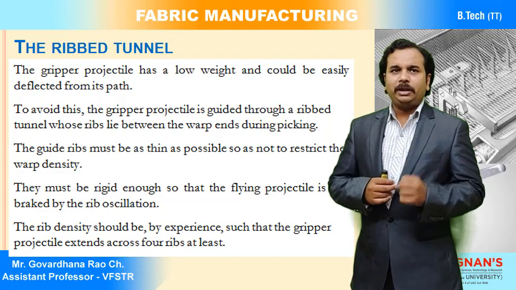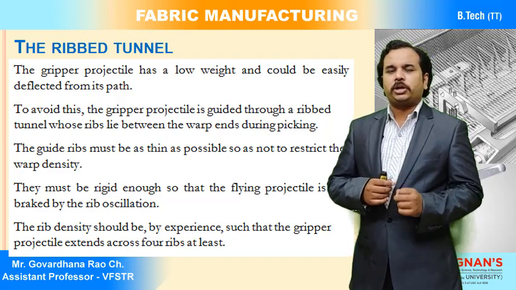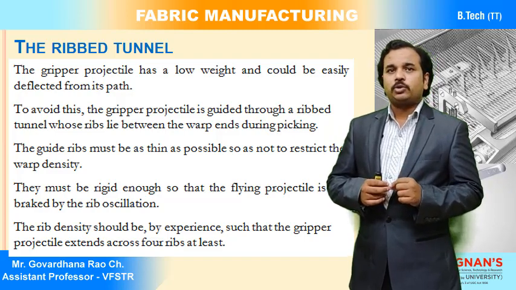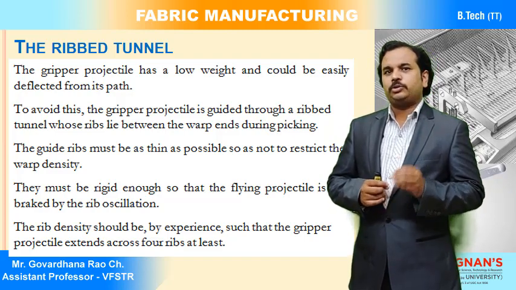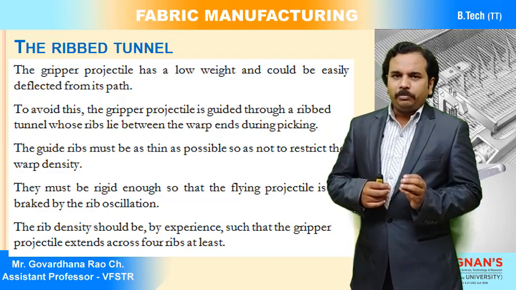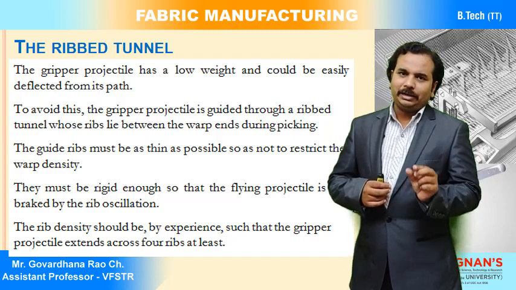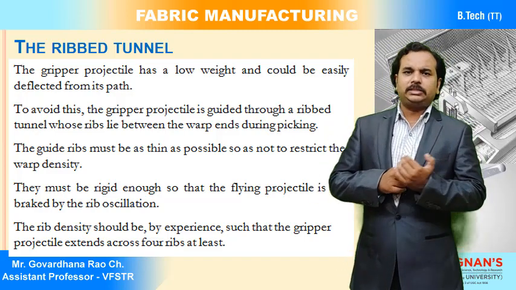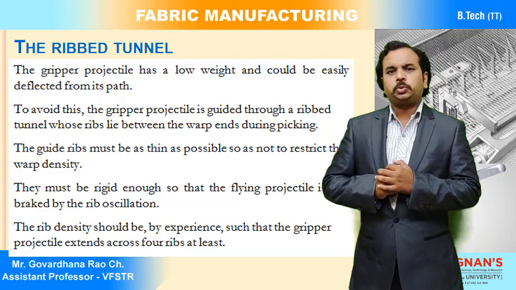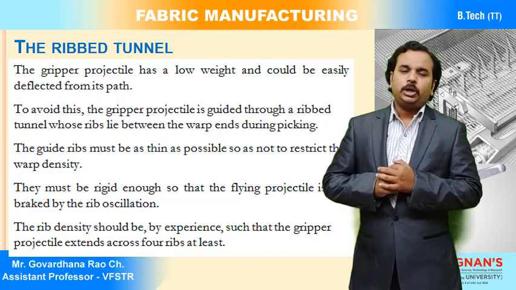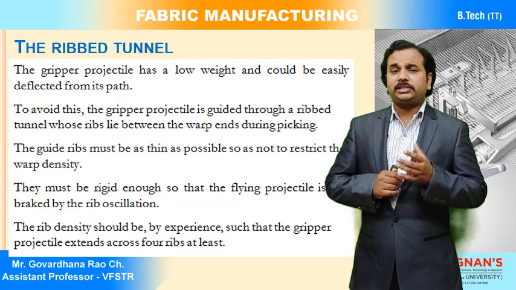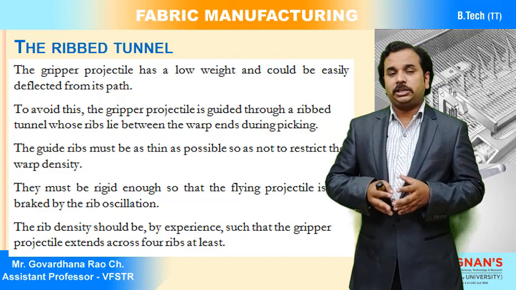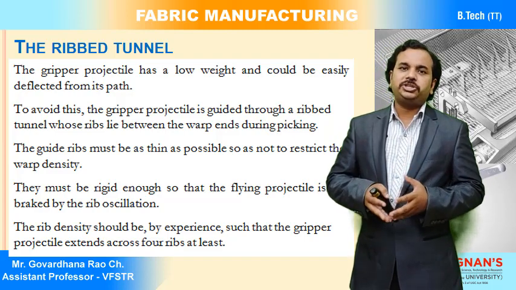The guide ribs must be as thin as possible, so as not to restrict the warp density. If the ribbed guides or the guide teeth are very thick, then penetrating them through the bottom sheet or warp sheet will meet restriction because of the higher density. What happens if the yarn density is more? Nothing but the ends per inch is more.